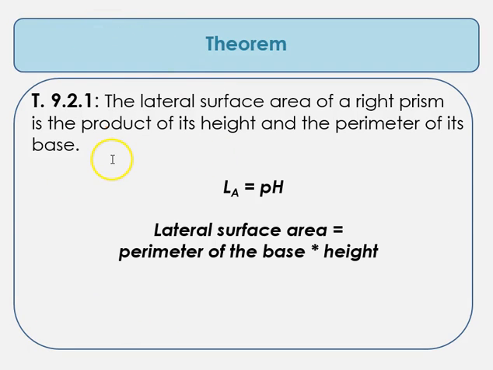This brings us to our first theorem, theorem 9.2.1. The lateral surface area of a right prism is the product of its height and the perimeter of its base. So L sub A, or lateral surface area, equals perimeter times height. Now that perimeter sometimes will be something you can multiply. Sometimes you will have to add.